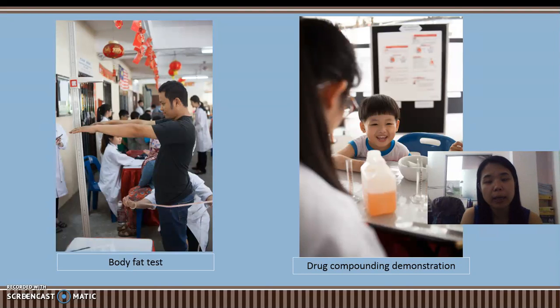Mainly, this drug compounding demonstration is to allow the younger generation to know how drugs are formed. This is usually performed by our students as well. Our students will show the younger generation the medicines that they have at home, and how they are formed. How do they form a tablet, how do they put the active ingredient into it and make it into the medicine that usually they can get from the pharmacy. So this is more on education for the public, and this can also allow the public to have some interest in the pharmacy profession.